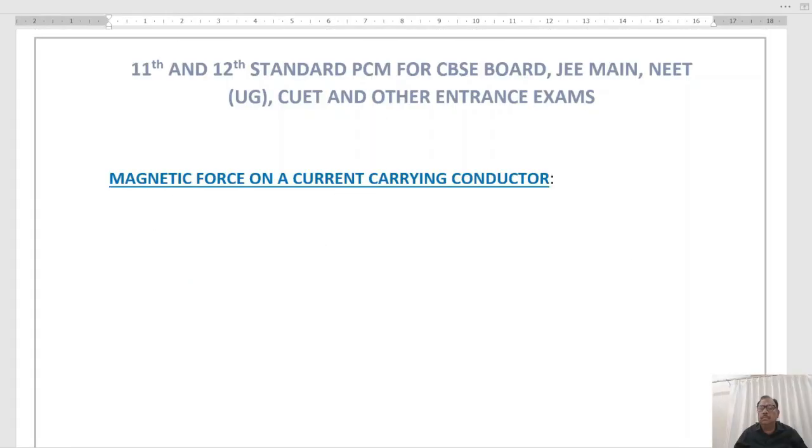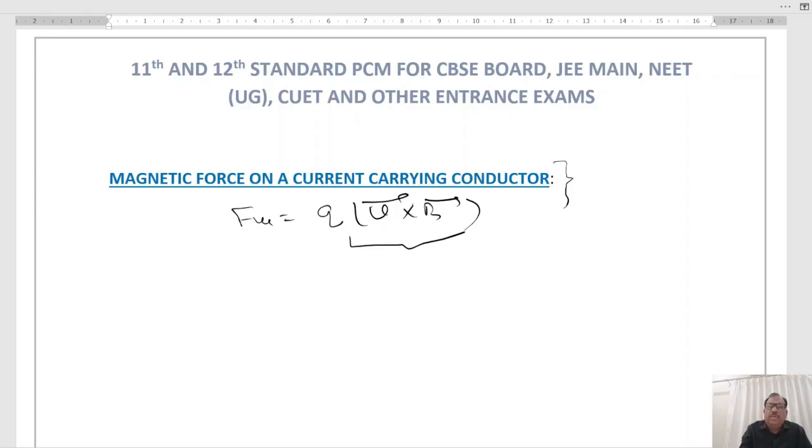The concept is magnetic force on a current carrying conductor. In earlier sessions, we have discussed Fm equal to q V cross B. It means when a charged particle enters a uniform magnetic field, it experiences a magnetic force. The direction of this is given by Fleming's left hand rule or right hand palm rule.